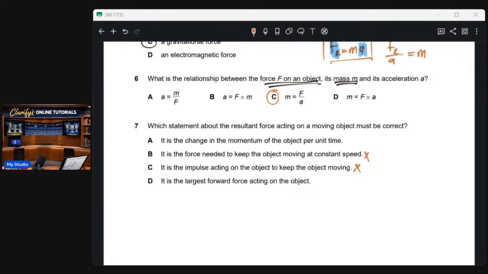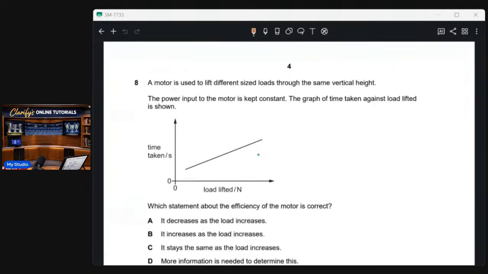Resultant force is not the largest force. You get resultant force by adding forces. So the only answer that works is A. So it is the change in momentum per unit time. We say force is the rate of change in momentum, which is change in momentum divided by time, per unit time.